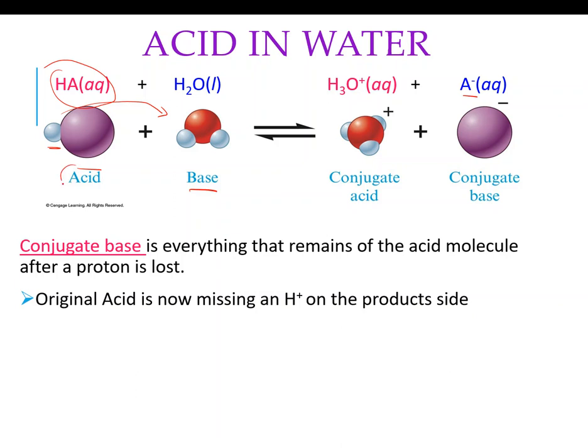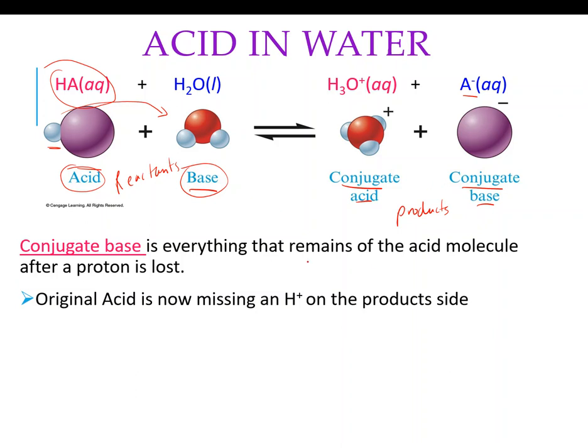The acid and base are always in the reactants. So over here on the reactant side, it's always going to be designated as the acid or the base. Over here on the product side, this is where you find your conjugates. Conjugate acid, conjugate base. Now, what designates each one?